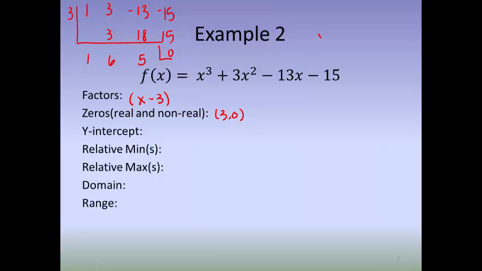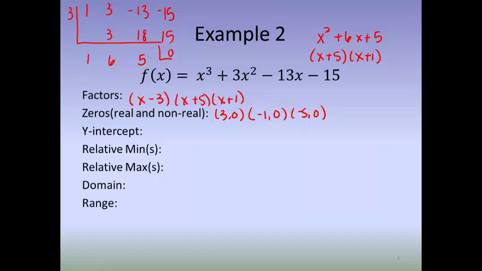Now I can take that leftover x squared plus 6x plus 5 and with no doubt be able to factor this and be certain that I not only know my other factors, but I also know my other zeros. So that would be negative 1, 0 and negative 5, 0. You could have started with the negative 5 or the negative 1 in synthetic division and then just had something different to factor, but it would have resulted the same way.